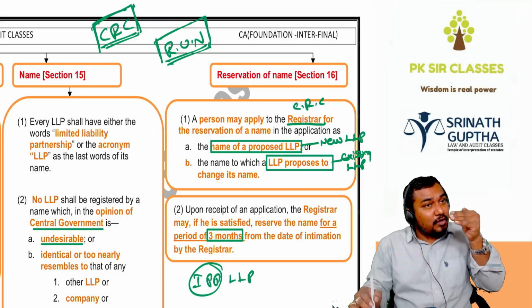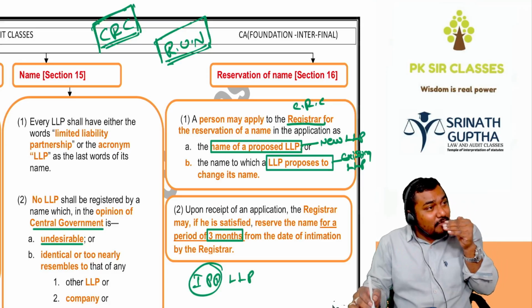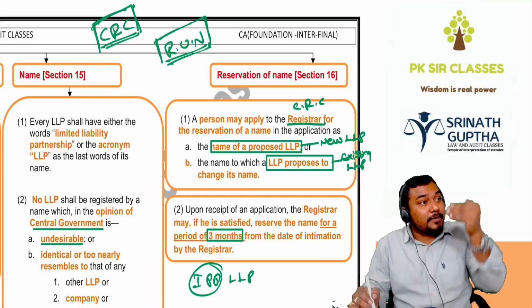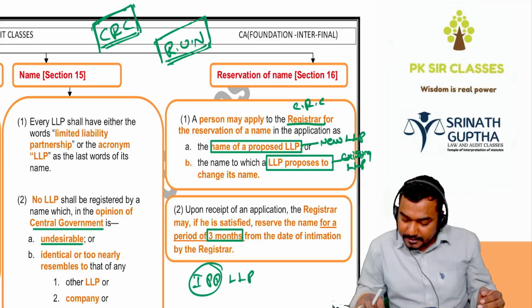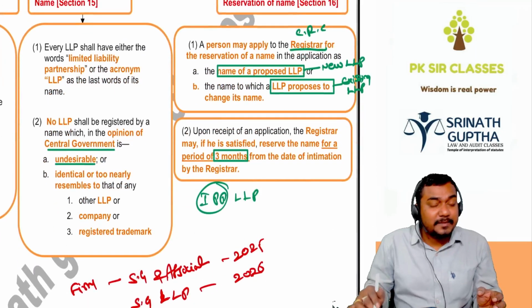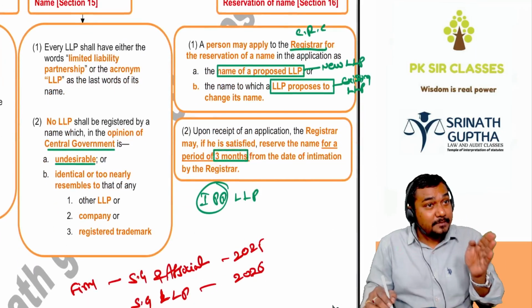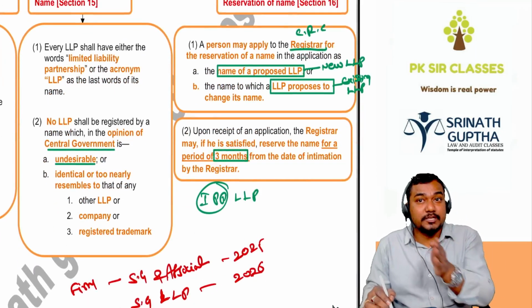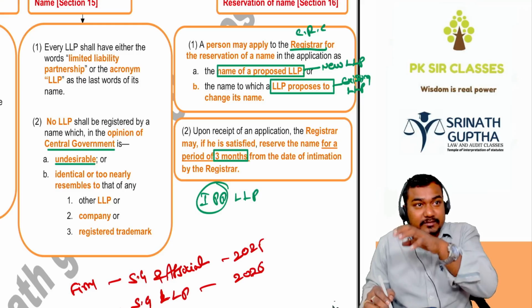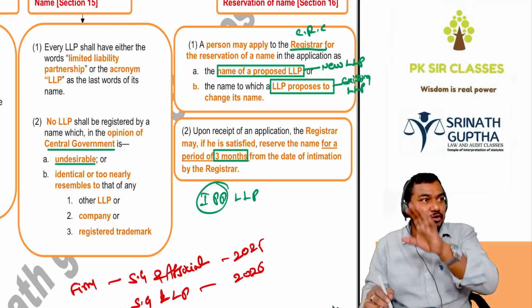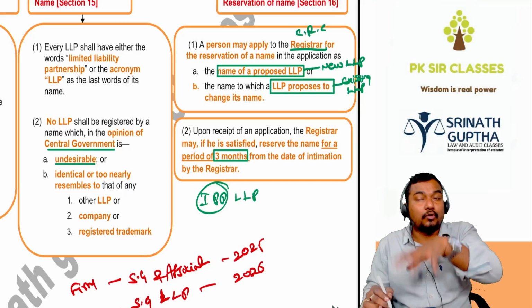If we want to form an LLP, or an existing LLP wants to change its name, we have to apply to the ROC for reservation of a unique name. The name will be reserved for 3 months. In these 3 months, complete the process of incorporation or of changing the LLP name. After 3 months, if somebody asks for the same name, we will allow it. We will keep the name reserved only for the 3 months.